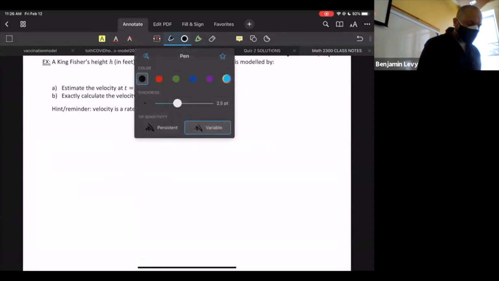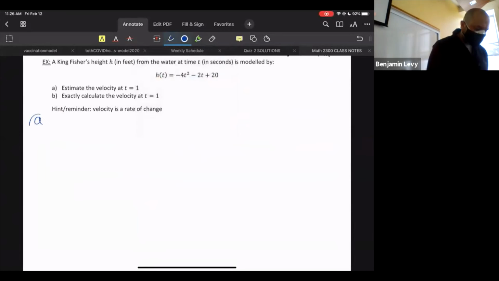So what we want to do here in A, and try not to write too big because we have a lot more to write down below, is estimate the derivative at 1. That's what A is telling us to do. And we're going to approximate it in part A by doing that formula we just did. So let's look at the average rate of change. Let's go from 0 to 1, and let's go from 1 to 2.